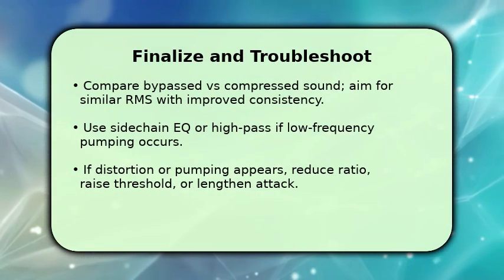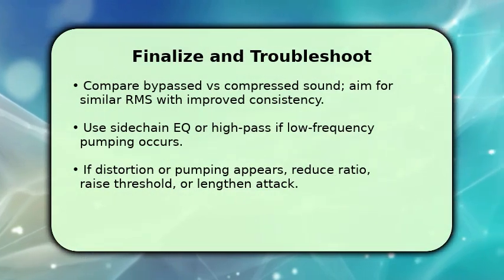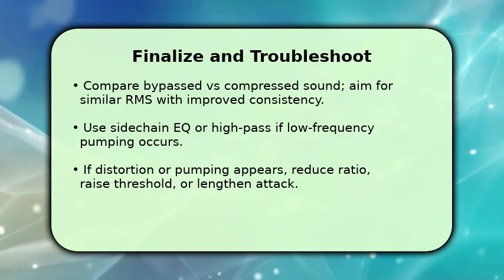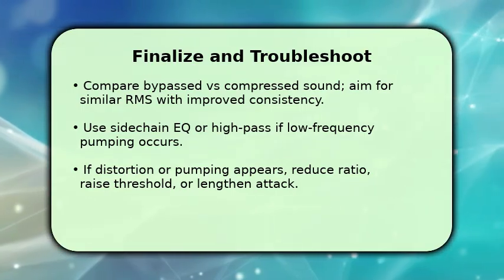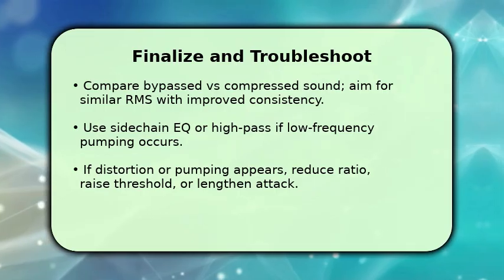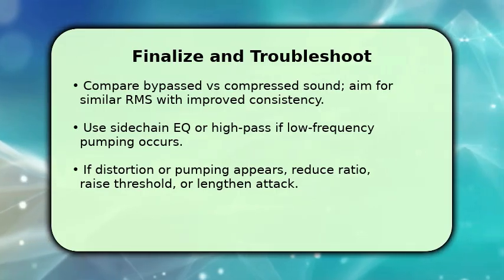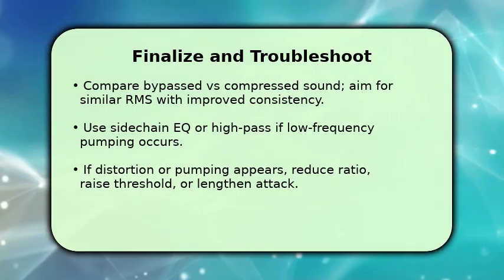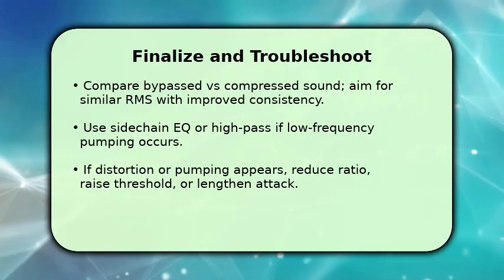Finish by A/B testing. Toggle the compressor bypass and match perceived loudness with makeup gain so you judge tonal and dynamic improvements fairly. If you notice low-end pumping, engage the compressor's sidechain high pass or use gentle EQ to prevent excessive triggering.